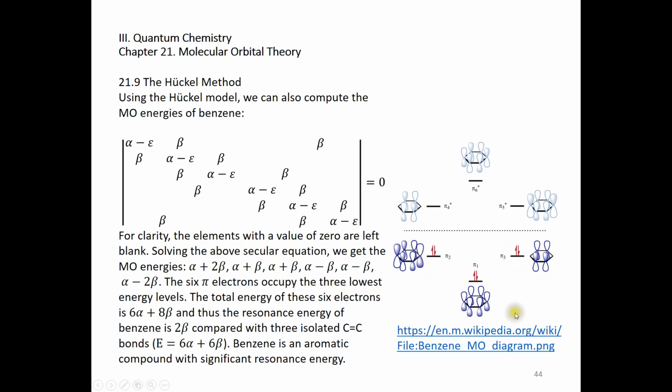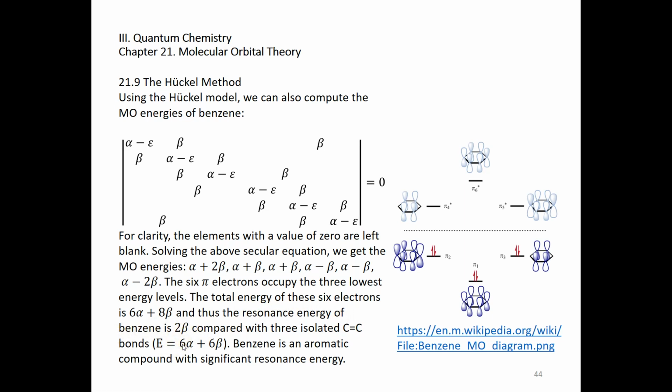And now let's look at the total energy. It's going to be 2 times alpha plus 2 beta, and then 2 times alpha plus beta, and then 2 times alpha plus beta. We get 6 alpha plus 8 beta. And now let's consider 3 isolated carbon-carbon double bonds. Well, that would be 6 alpha plus 6 beta. Now we have 6 alpha plus 8 beta. What's the difference? The difference is 2 beta. So 2 beta, again, is the resonance energy of benzene.